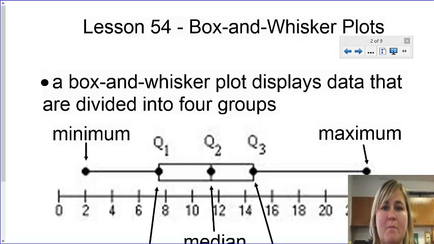Lesson 54, Box and Whisker Plots. Let me start by saying that this lesson is a really fun lesson in my opinion. I hope you think so too, but as long as you know how to order numbers numerically and find the medians, you can do this lesson. It's all about making sure they're in order and then you find 3 different medians.